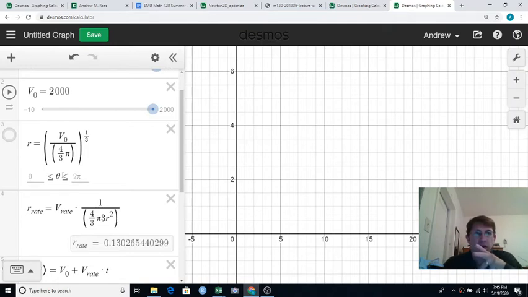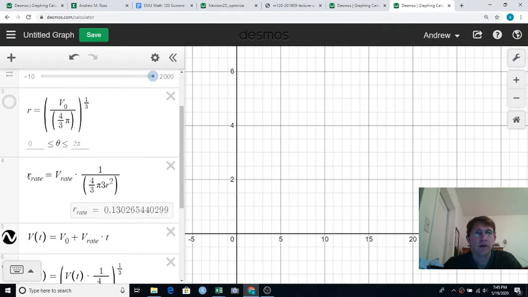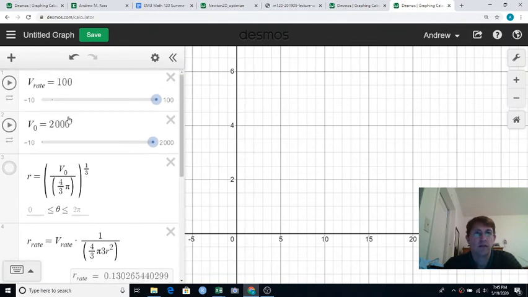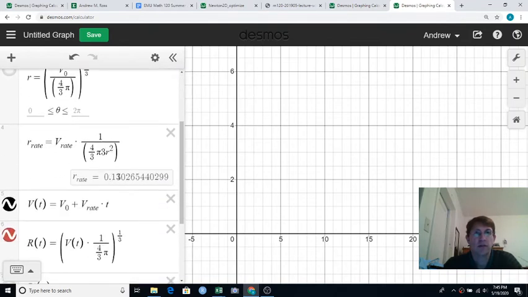This 0 theta thing, Desmos is trying to do polar coordinates because it recognizes r as a radius, but we don't really have polar coordinates going on here. And then the formula we got for the rate of change of radius was this by implicit differentiation, and using the values we have there, it gives us 0.13 centimeters per second.